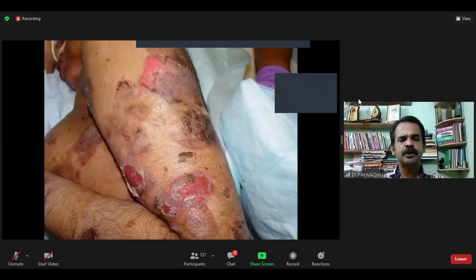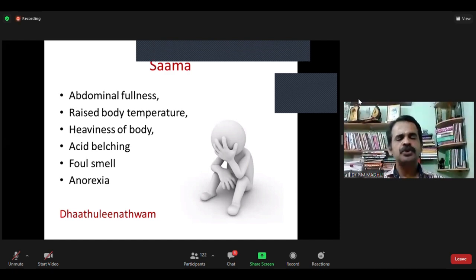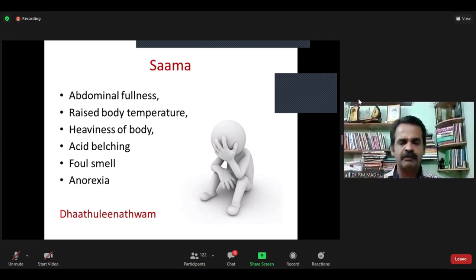And dhatu linata also. Dhatu linata means, in all the cutaneous manifestations, there is a chance of stagnated ama at the level of rasadhatu or raktadhatu, or mamsadhatu or medodhatu, a stagnation or latency of amatva. That also should be dealt with very clearly. Otherwise, the chances of recurrence are very high.